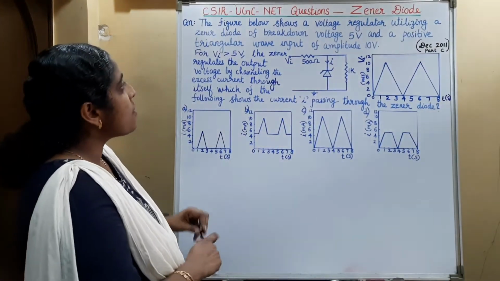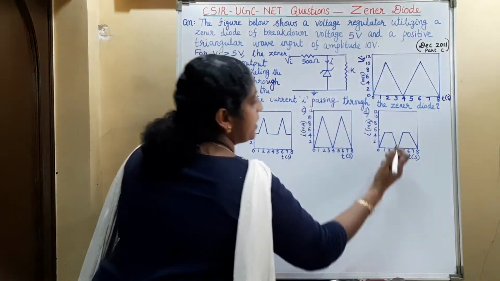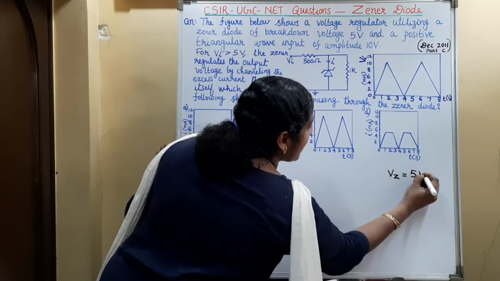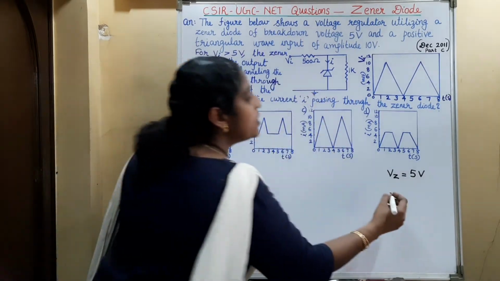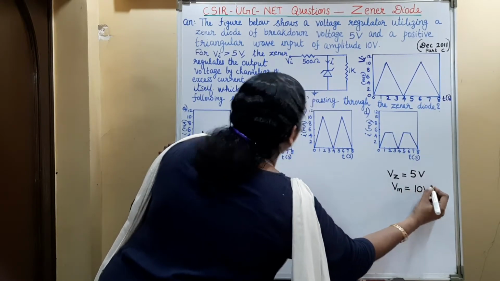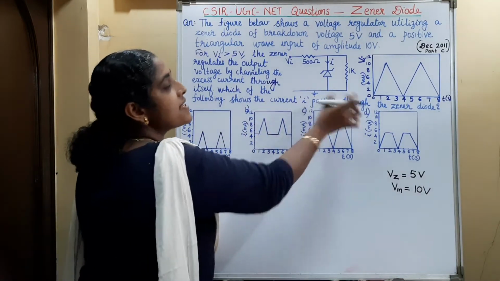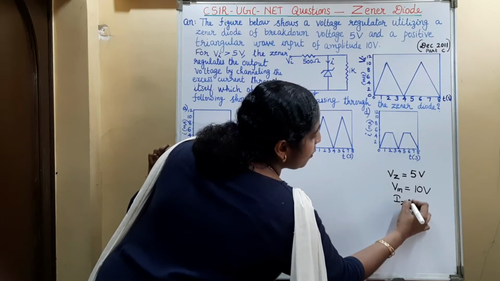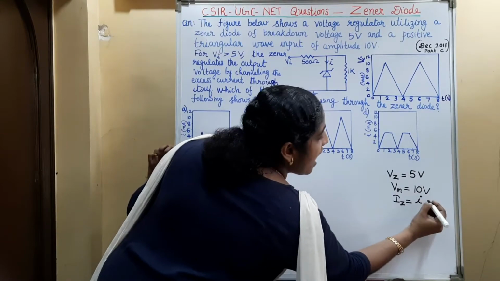In the question, it is also given that the breakdown voltage is 5 volt. Breakdown voltage means Zener voltage that is equal to 5 volt. And a positive triangular wave input of amplitude 10 volt, that is VIN is equal to 10 volt. So here, which of the following shows the current passing through the Zener diode? So we want to see what's the nature of the Zener current. Here Zener current is given as I.